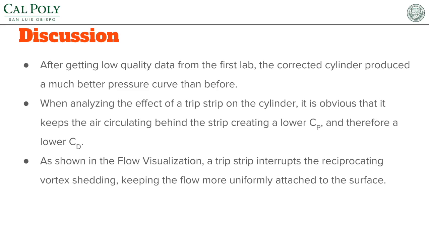After repeating our data collection due to broken internal pressure taps, we got much better data the second time. After analyzing the effects of the trip strip, we determined that the trip strip actively reduces the pressure drag acting on the cylinder. At 200 RPMs, a CD drop of 0.25 was calculated, while at 500 RPMs, a drop of 0.15 was calculated. As seen in our flow visualization, the trip strip interrupts the natural reciprocating vortices, keeping the flow more uniformly attached to the cylinder.